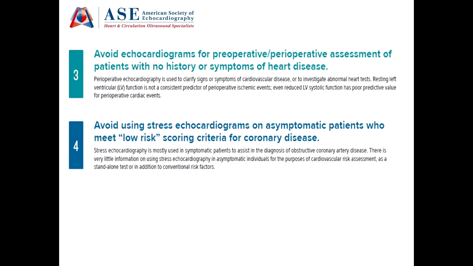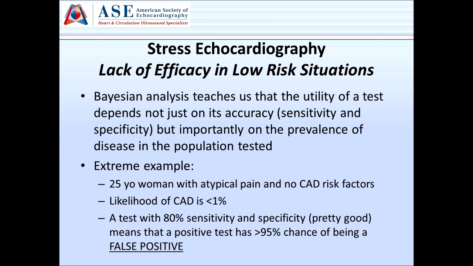Also, we should avoid using stress echocardiograms on asymptomatic patients who meet low-risk scoring criteria for coronary disease. It's most appropriate to perform stress echocardiograms in patients who present with suspicious symptoms for ischemic heart disease. There's very little information to be gained from asymptomatic individuals who undergo this test. Now, let's consider just why this is.